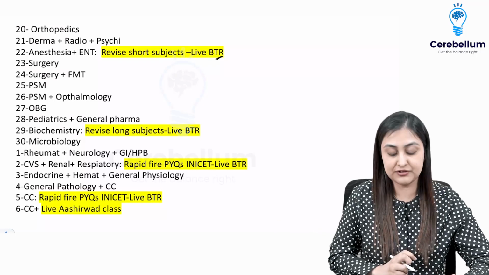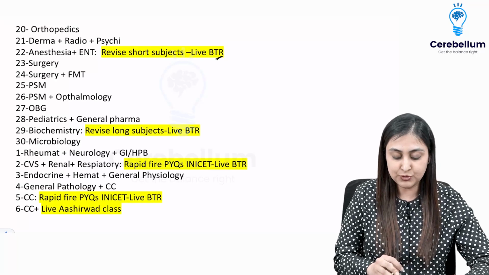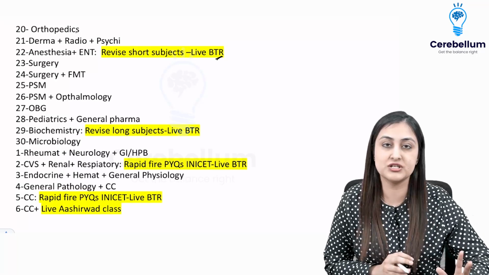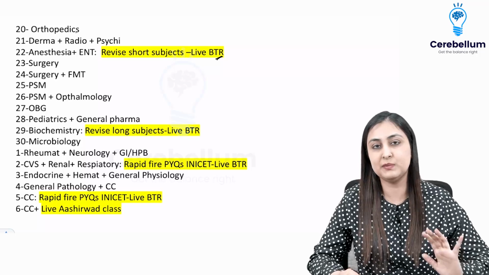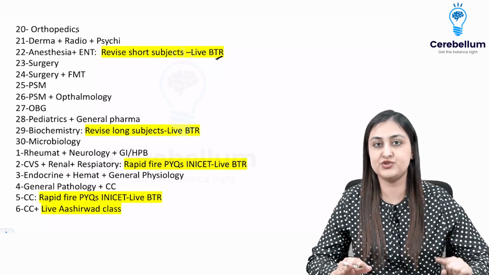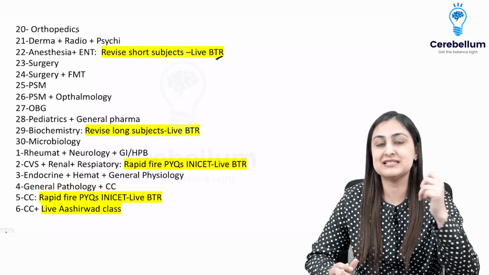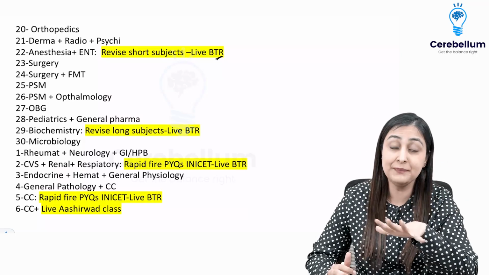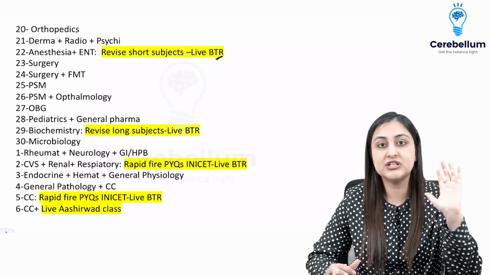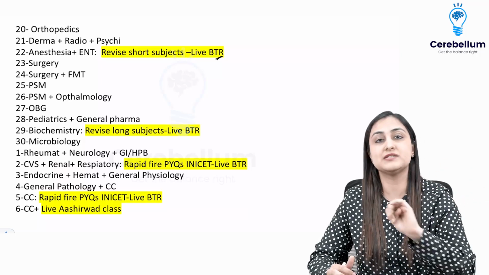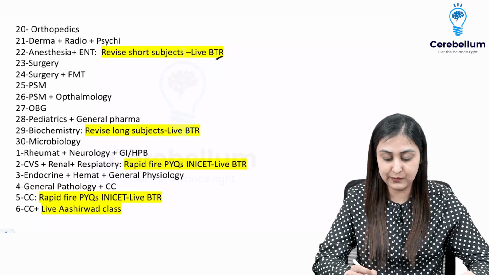Let's just finish off general pharma right here. On 29th you do biochemistry, and then we meet for long subjects live BTR. Here we want to mainly revise 3 core subjects, which are surgery, PSM and OBG. And believe me, for INICET, if you do these 3 subjects well, literally half of your questions get sorted. These are so high yield, right? So that's what I want to do.